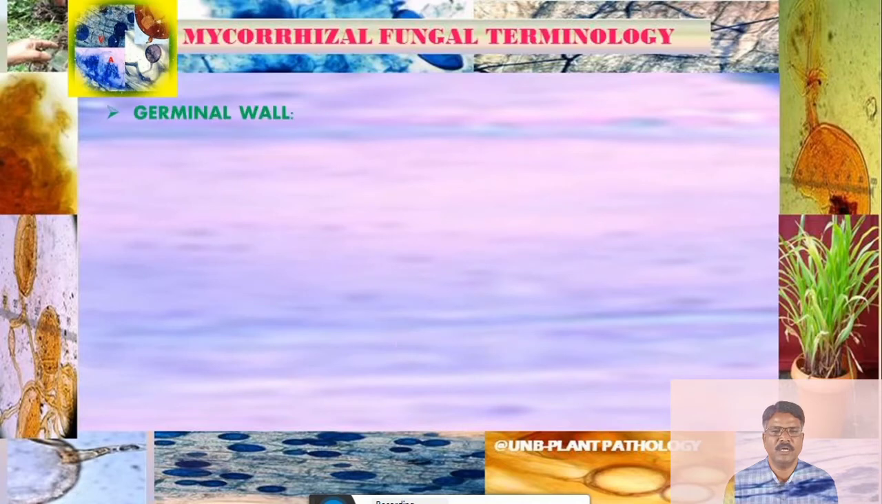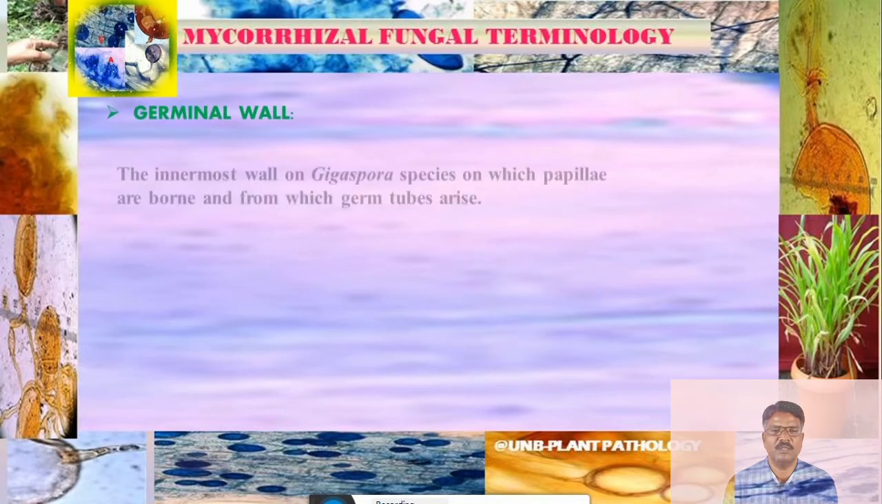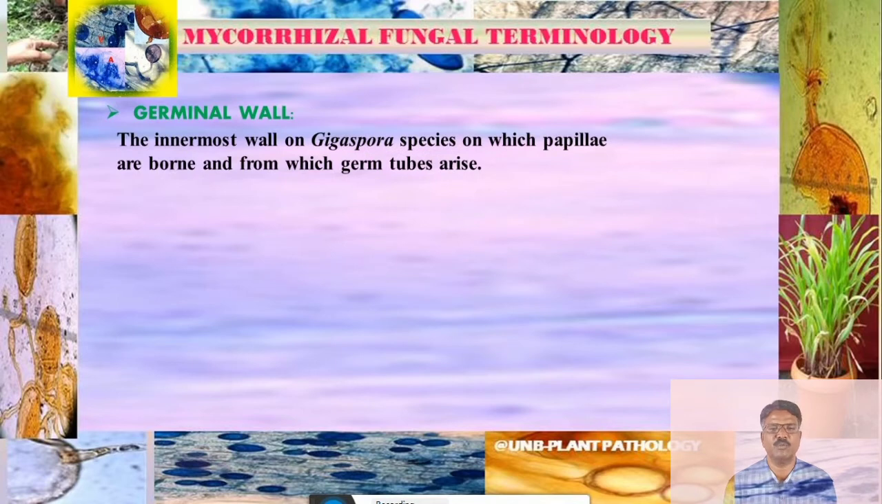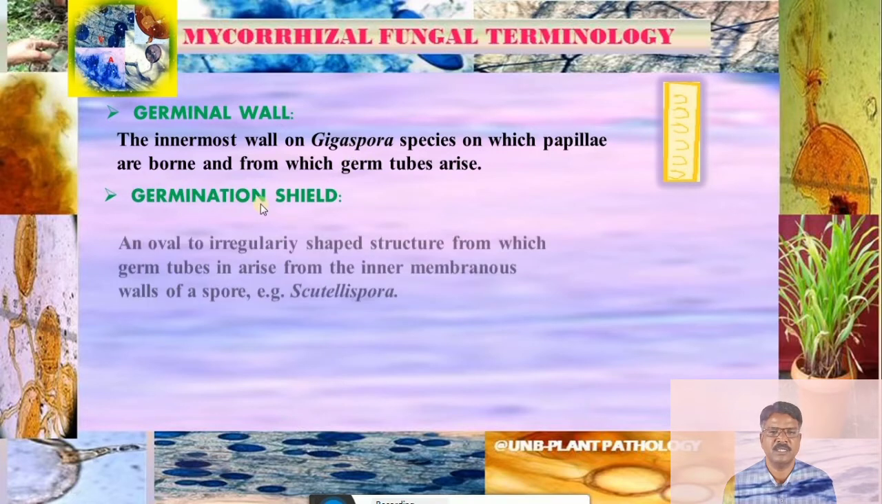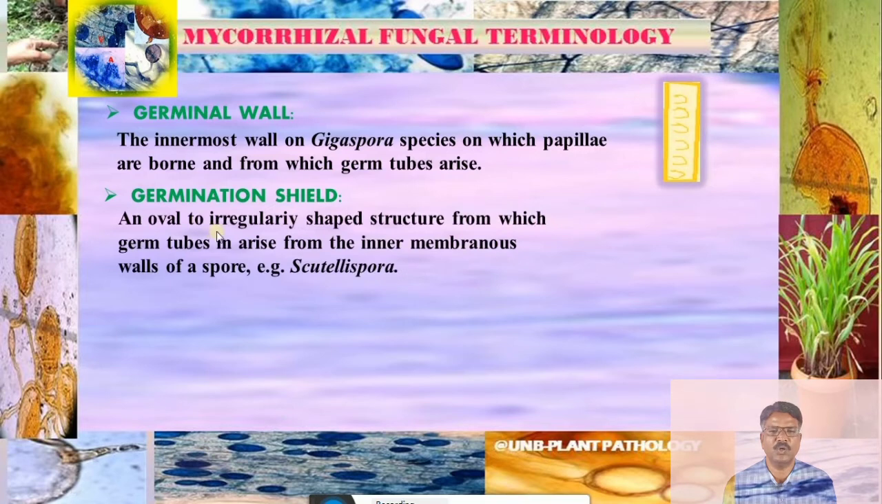Now, the germinal wall is the innermost wall, especially in the Gigaspora species, on which papillae are born and from which germ tubes arise. Such germinal walls are found in wall ornamentation, especially in Gigaspora species, as the innermost wall. The germination shield is an oval or irregularly shaped structure from which germ tubes arise from the inner membranous wall, and it is especially present in Scutellospora.